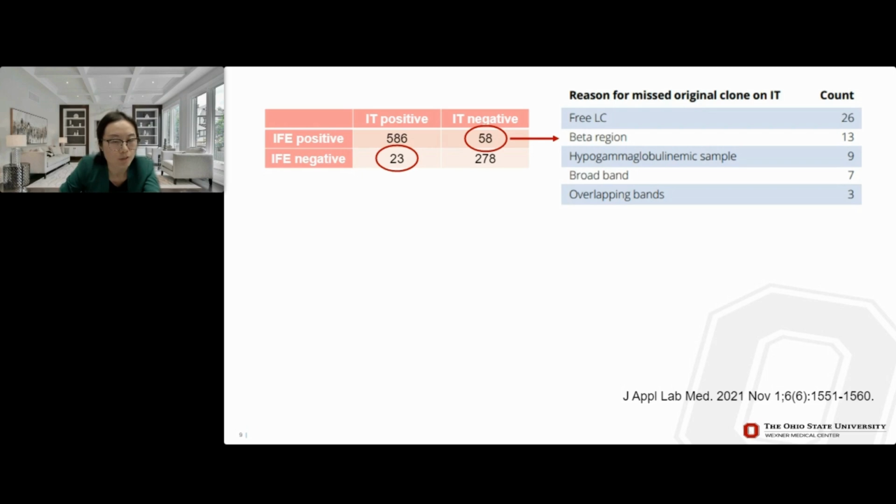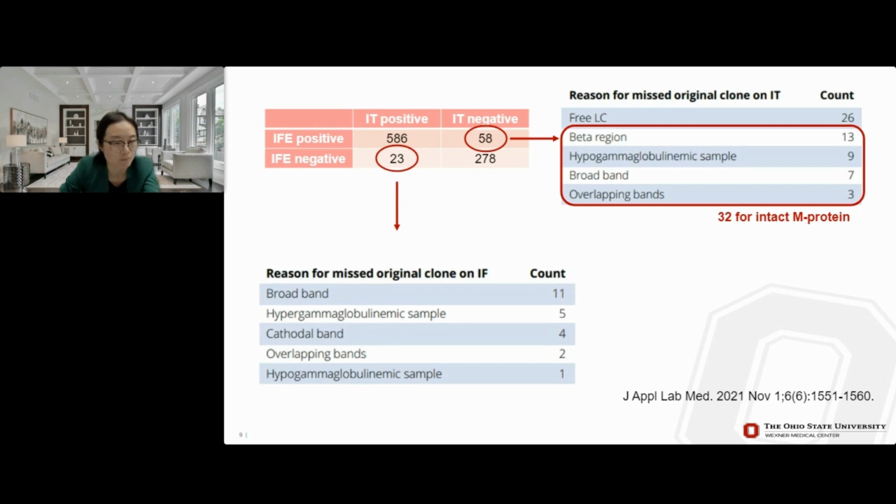In addition, if there was very low signal in the gamma region, the hypogammaglobulinemia sample could be missed by capillary immunotyping. Gel immunofixation tends to miss hypergammaglobulinemia bands and broad diffuse bands. So for the diffuse bands, there is a little bit better resolution on capillary immunotyping compared with gel immunofixation. So both techniques missed a few original clones.